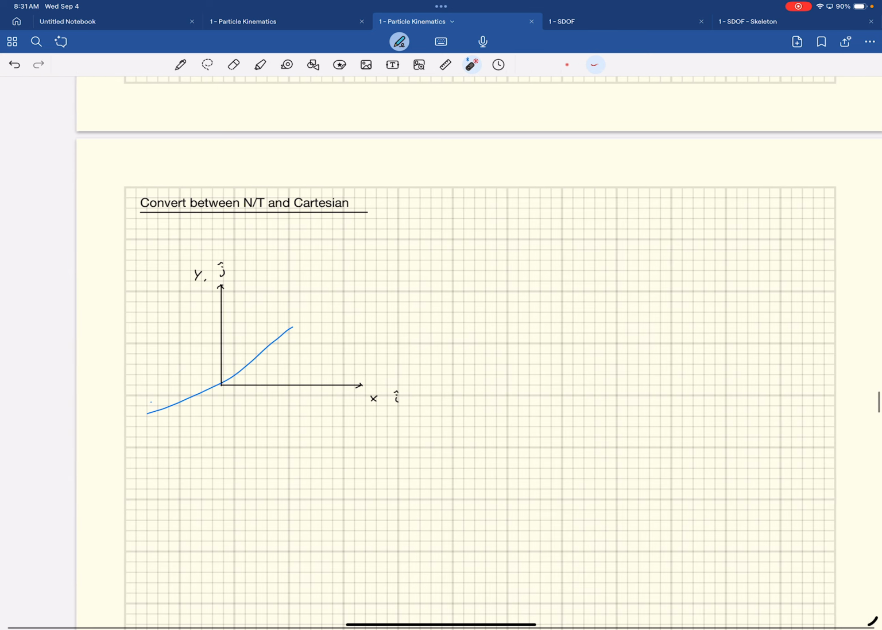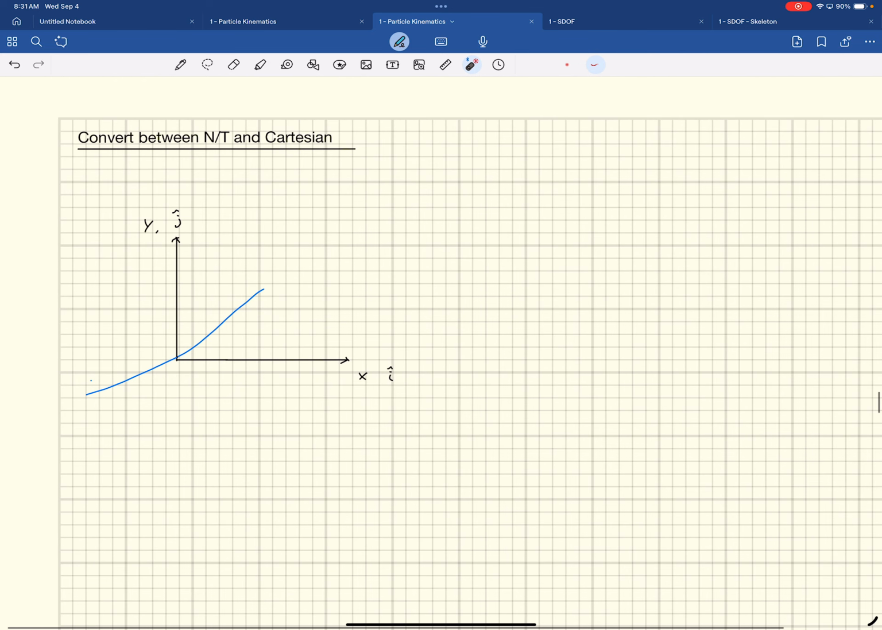And so that's what we're going to do next. How do you convert between normal tangent and Cartesian coordinates? Because again, normal tangents are directly associated with the problem that we're dealing with. It's directly associated with the path that you're on. But sometimes you want to make comparisons between two particles on two different paths, and you have to get them in the same coordinate system.